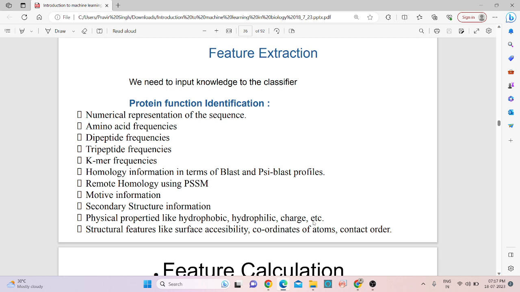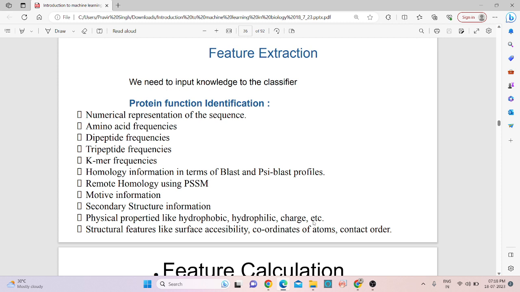K equal to 1 is amino acid, 2 is dipeptide, 3 equal to tripeptide, 4, 5, 6, etc. You can use them as input attributes. You can extract the homology information in terms of BLAST and PSI-BLAST profiles and then provide that information. You can also get remote homology using the position-specific scoring matrix and then give that information as input attributes. You can also provide motif information. You can provide secondary structure information.